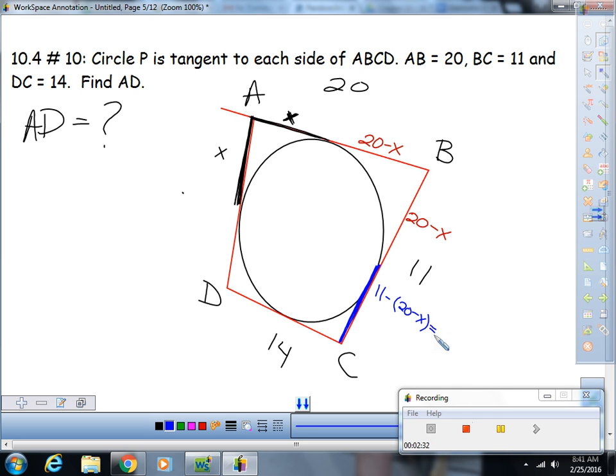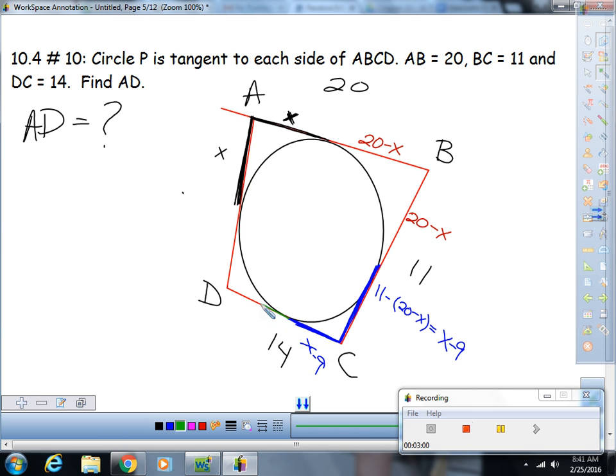What does 11 minus (20 minus X) equal? Well, the X is going to turn into a positive X, right? And 11 minus 20? So we're just going to call that X minus 9. So then what is this tangent segment right here? X minus 9.